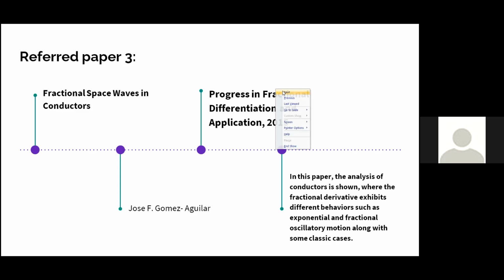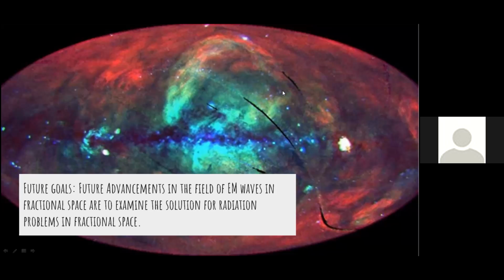Janhavi, please go ahead. Thank you, Alinda. Now, for the future goals, future advancement in the field of EM waves in fractional space is basically to examine the solutions for radiation problems in fractional space. There has been much interest in studying different physical phenomena in fractional dimensional space. During the last few decades, it has been a major pursuit for many authors and many scientists, I'll say.